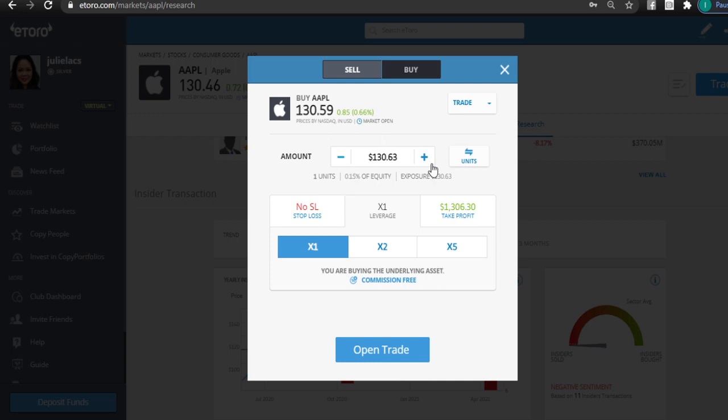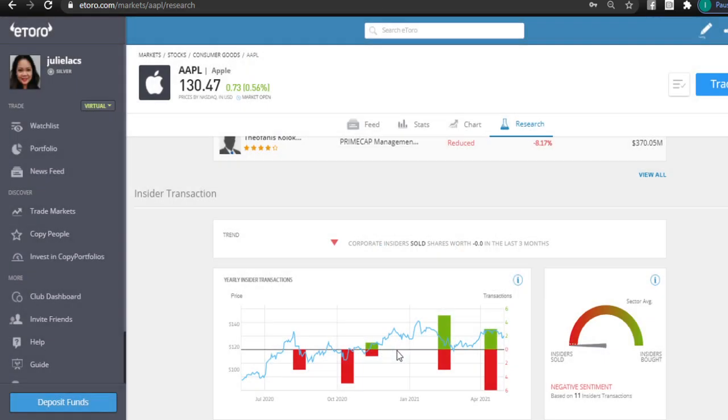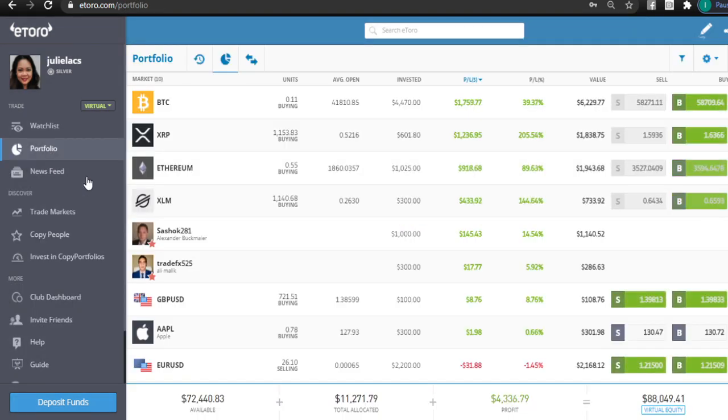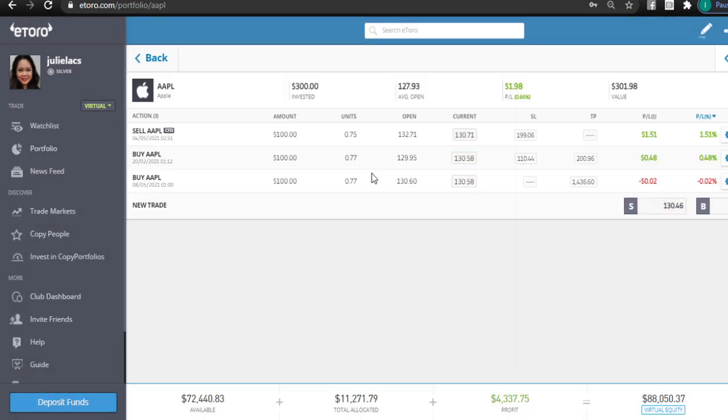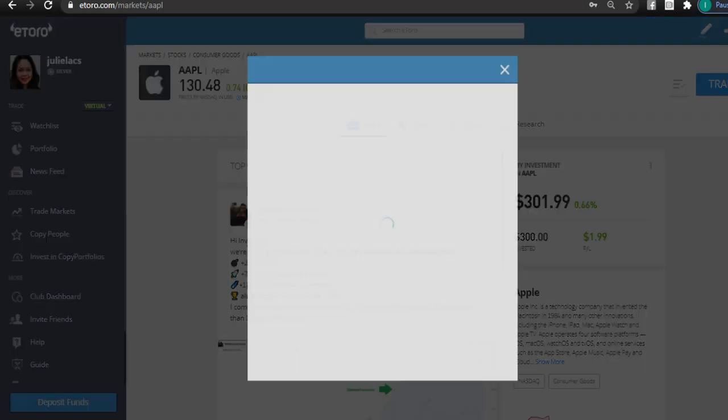So as you can see right here, how much am I entering in this trade? Let's say I will put in $100. And if I click open trade, it will now automatically open. And if I go here, it should already reflect over here. Okay? So that is if you click trade. Now let's go back to trade again.